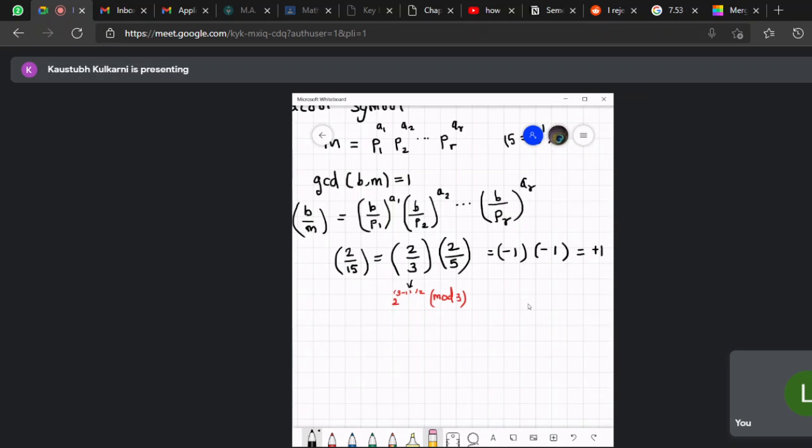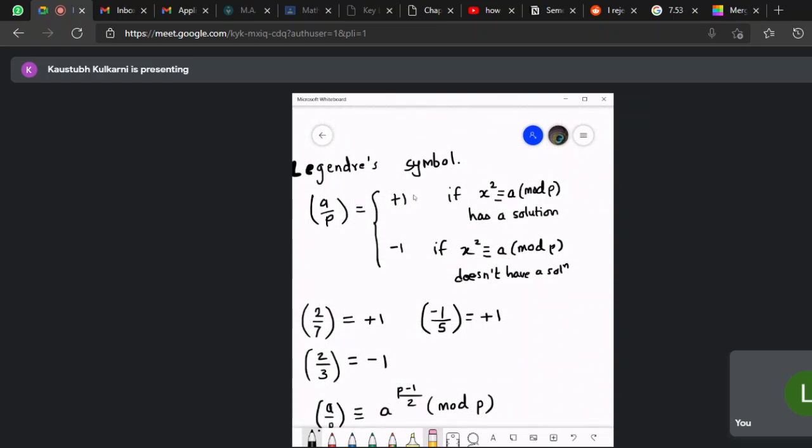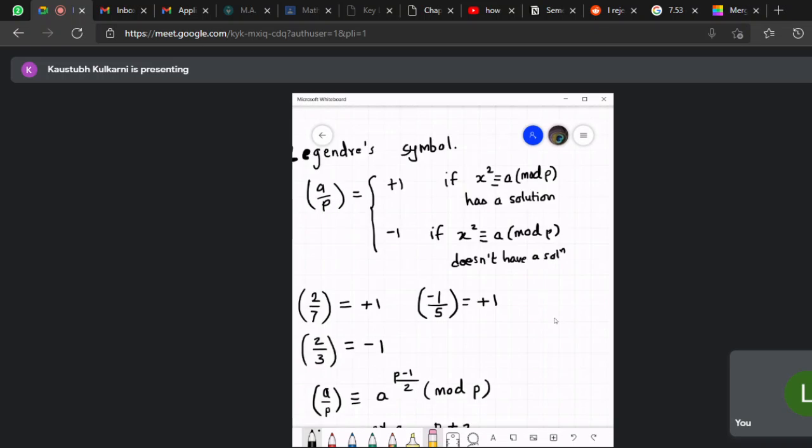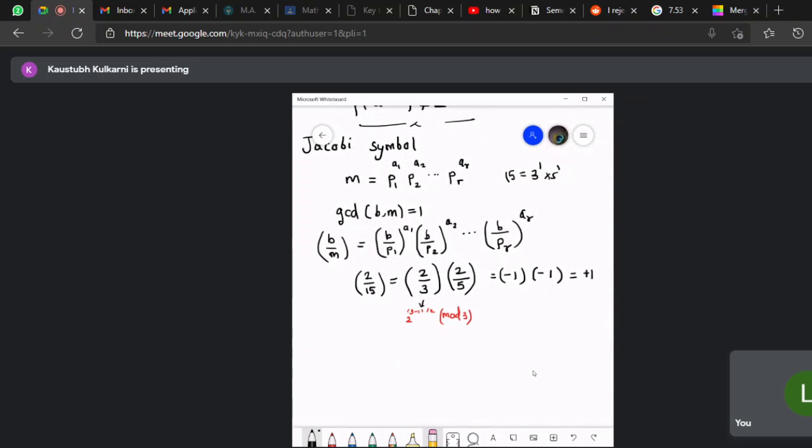Okay. So while in the Legendre symbol we had A upon P is plus 1 if A is a square mod P, and A upon P is minus 1 if A is not a square mod P, this is no more true in the case of the Jacobi symbol. So B upon M equal to plus 1 does not imply that B is a square mod M.